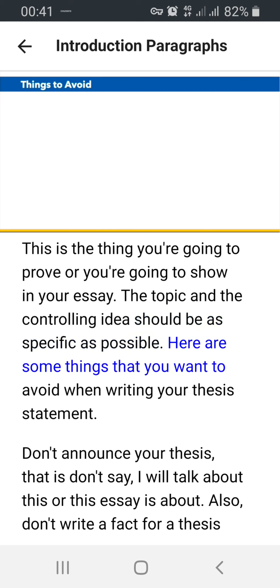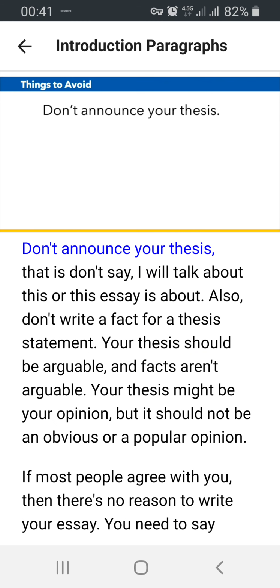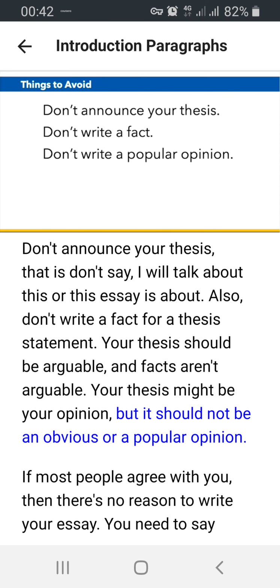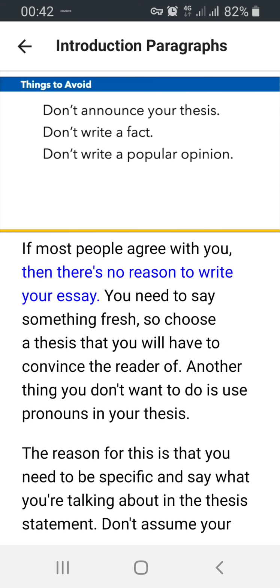Here are some things that you want to avoid when writing your thesis statement. Don't announce your thesis. That is, don't say, I will talk about this, or this essay is about. Also, don't write a fact for a thesis statement. Your thesis should be arguable, and facts aren't arguable. Your thesis might be your opinion, but it should not be an obvious or popular opinion. If most people agree with you, then there's no reason to write your essay. You need to say something fresh. So choose a thesis that you will have to convince the reader of.